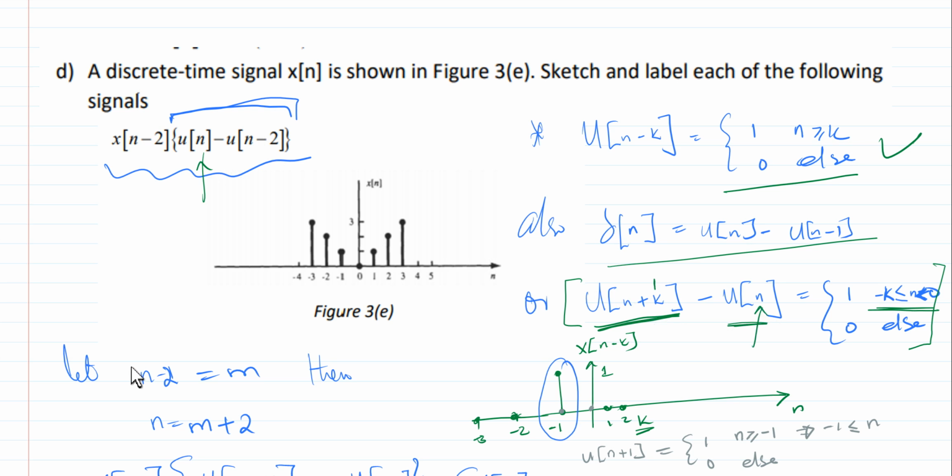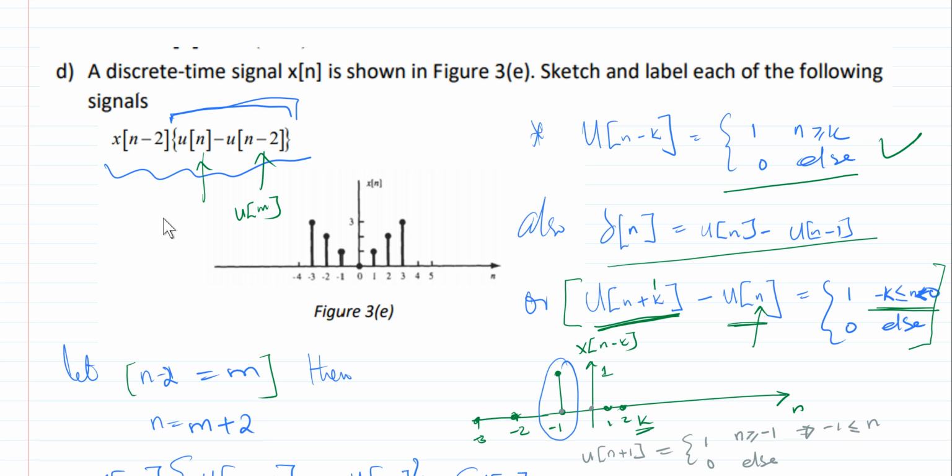Therefore, what I do is let n minus 2, which is here, be equal to m. When that is the case, we are going to have u of m, because we have said n minus 2 is equal to k, and n will be equal to n plus 2.